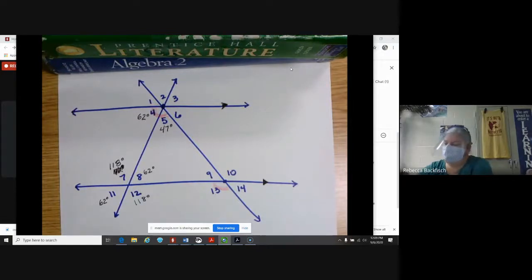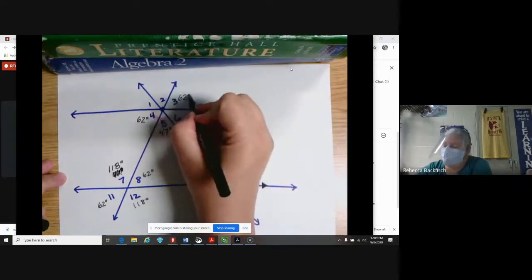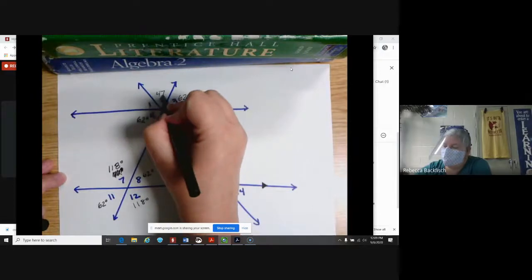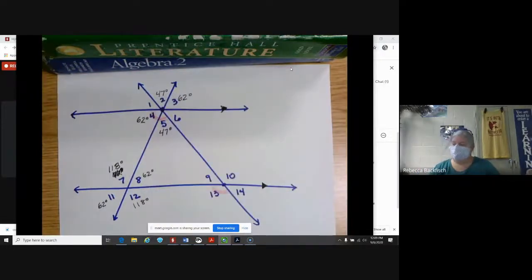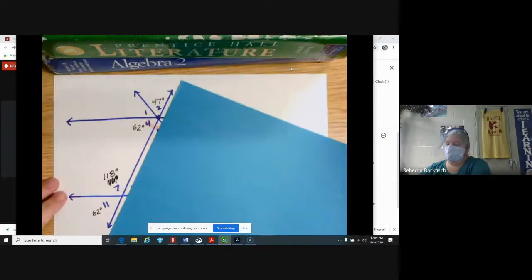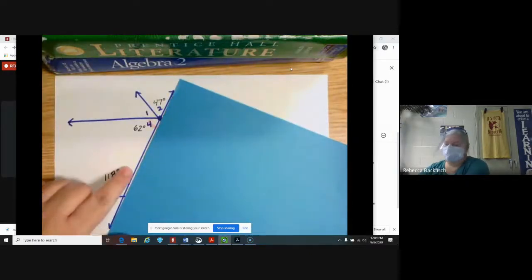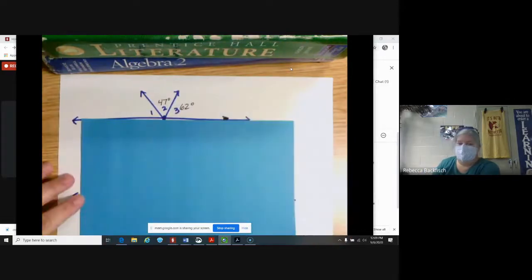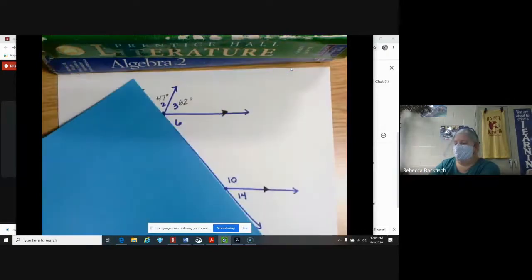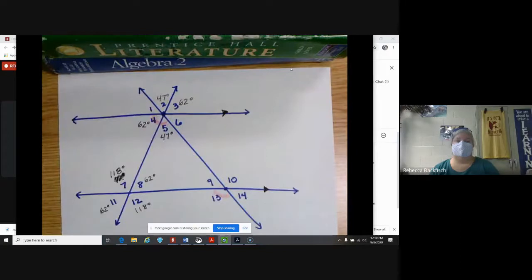Okay, so at this point, I would go ahead and label my vertical angles first. Because 3 and 4 are vertical angles and 2 and 5 are vertical angles. And then I could say, well, everything on one side of a line is 180. So 1, 2, and 4 have to add up to 180. Or 1, 2, and 3 have to add up to 180. Or 2, 3, and 6. And either way, I get to find 1 and 6. What would those be?